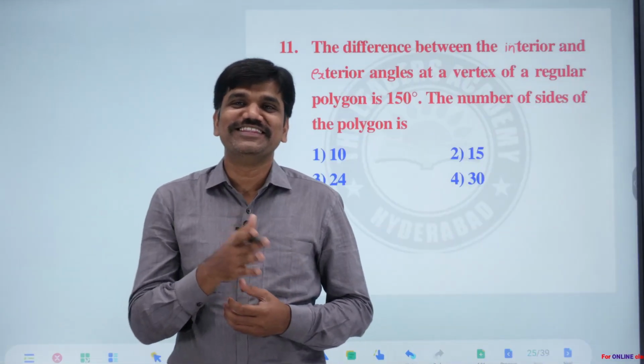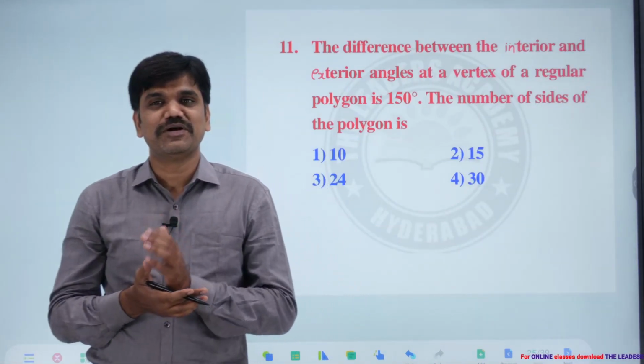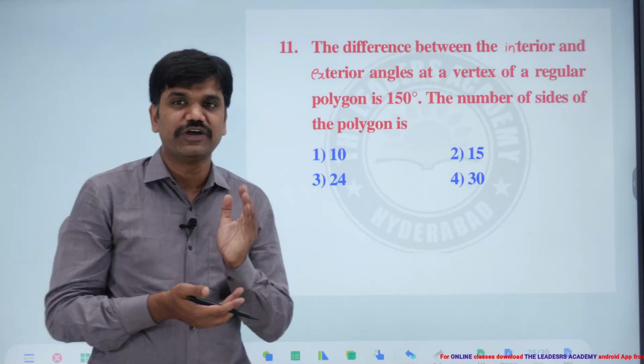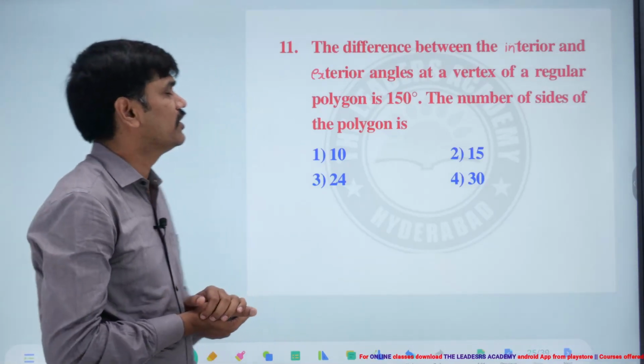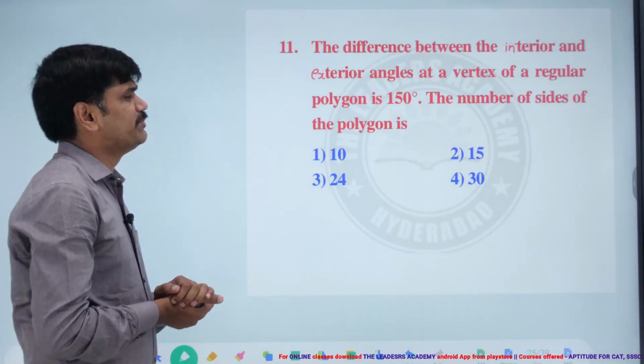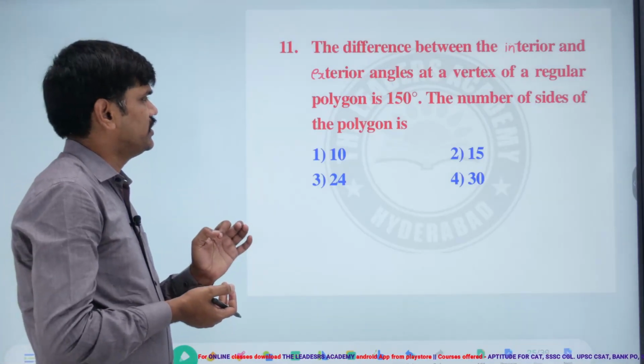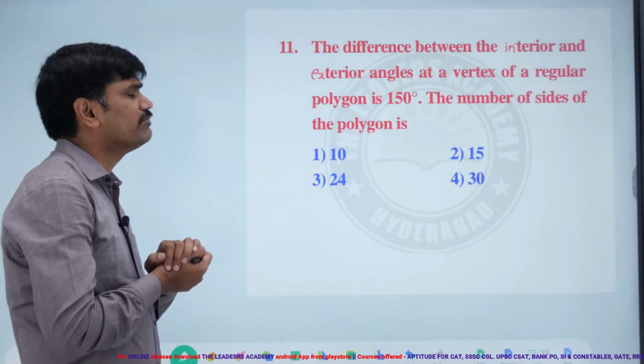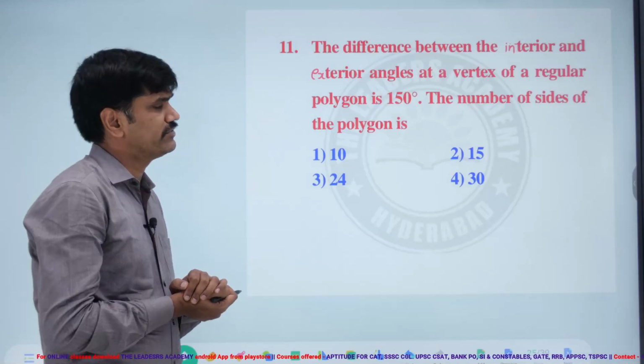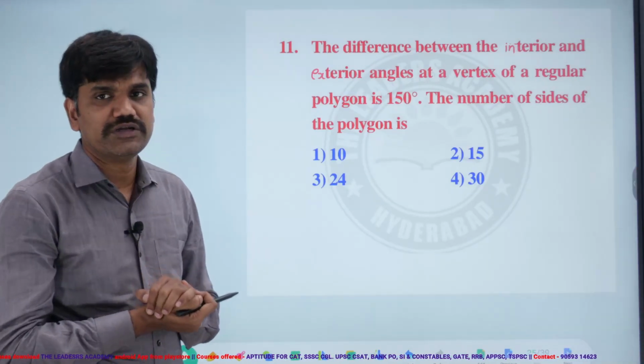Hello friends, in this video let's have a look at the problems from 11 to 25 from polygons. Problem number 11. The difference between the interior and exterior angles at a vertex of a regular polygon is 150 degrees. The number of sides of the polygon is.